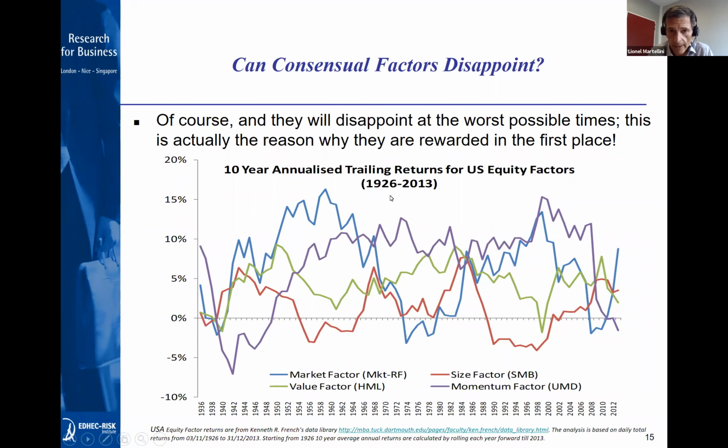As this picture here suggests, over a long period of time, some of these factors in a long-short way have underperformed by a substantial amount in quite a few consecutive years. So underperformance can last for a while, right? But of course, overall, they have been posting a mostly positive performance.